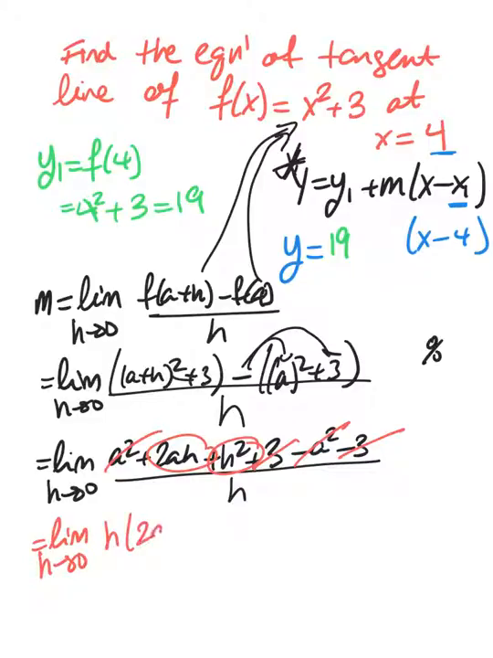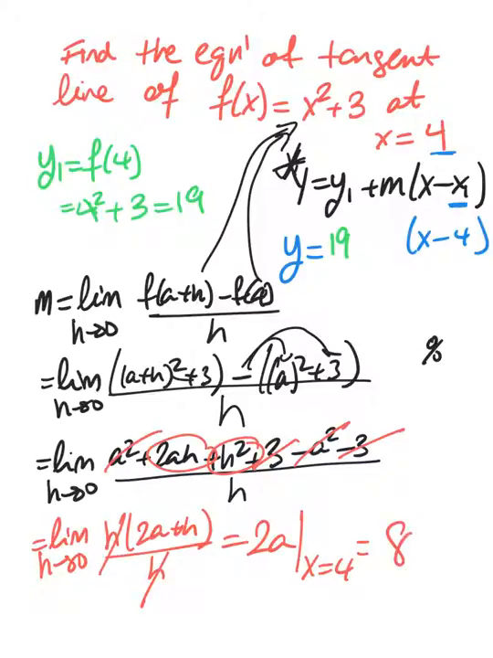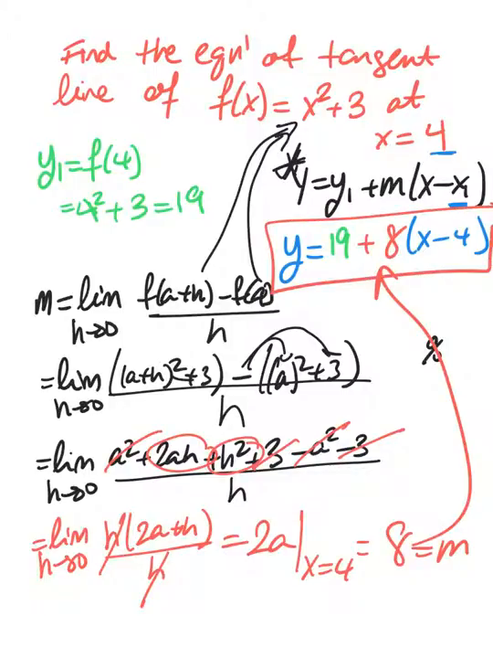So it becomes 2a plus h over h. These h's now cancel. I can now take the limit. 2a plus 0 just becomes 2a. I now plug in the point I'm talking about at x equals 4. That becomes 2 times 4 is 8. That is my slope. That's what goes back over here as plus 8. This is the equation of my tangent line. And there you go.